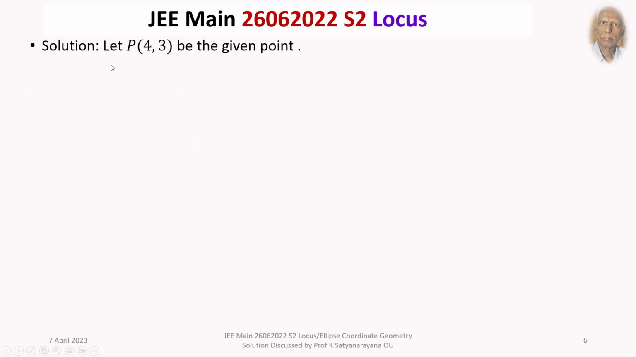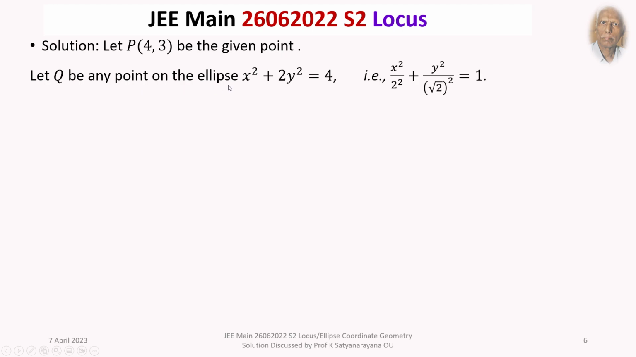We now discuss the solution of the problem in detail. Let P with coordinates (4, 3) be the given point. Let Q be any point on the given ellipse x squared plus 2y squared is equal to 4. Putting the equation of this ellipse in the standard form x squared by a squared plus y squared by b squared is equal to 1, we get x squared by 2 squared plus y squared by root 2 squared is equal to 1.